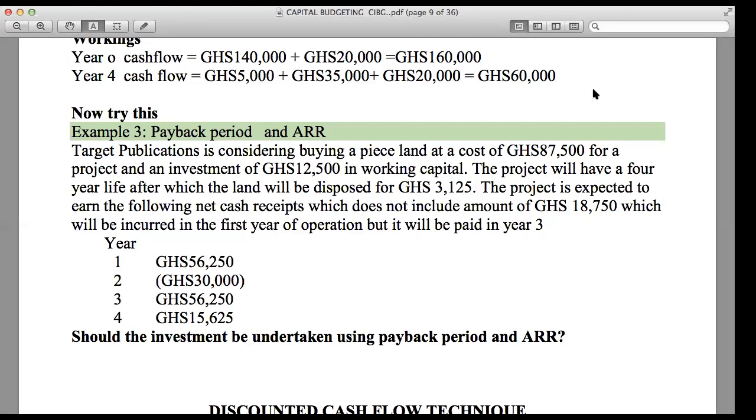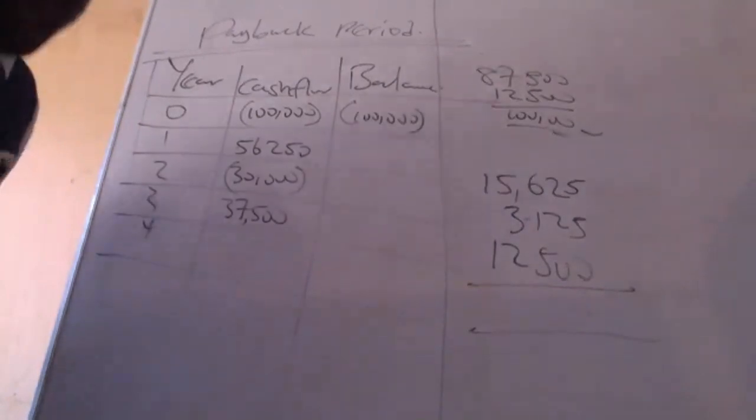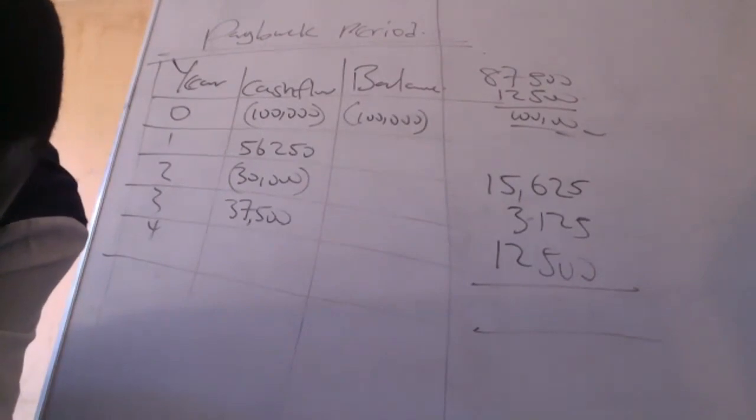15,625 plus the scrap value of 3,125 plus the working capital of 12,500. Please, what do you get? If you put them together, I like that. The answers are ready. Wow. Yes, I've received yours. Payback, negative 1.16 for payback.